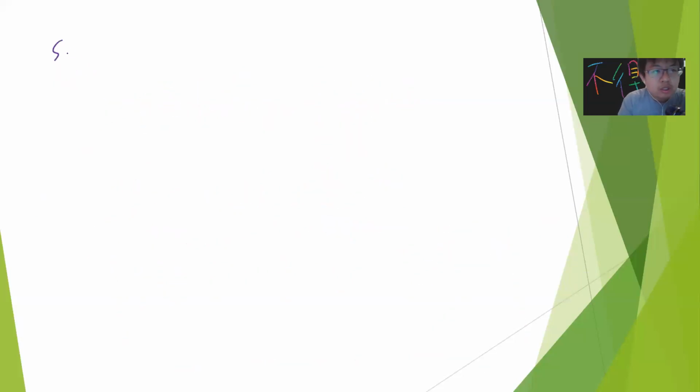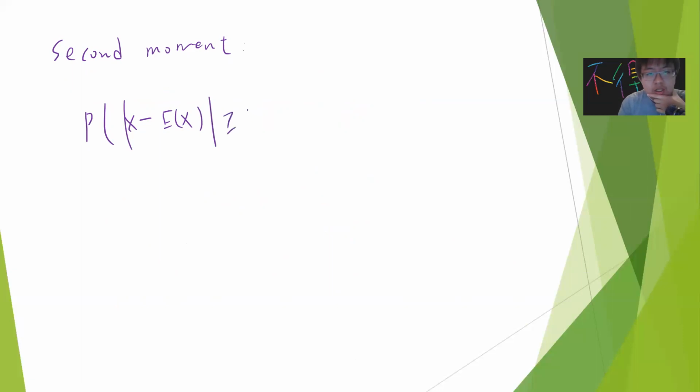Okay, so let's talk about the second moment. The second moment gives the Chebyshev inequality, which is also famous. So let me just write it down. Suppose you want to ask what is the probability that |x minus E(x)| is greater or equal to lambda sigma, where sigma squared is the variance. The variance of x is defined to be E(x squared) minus E(x) squared.